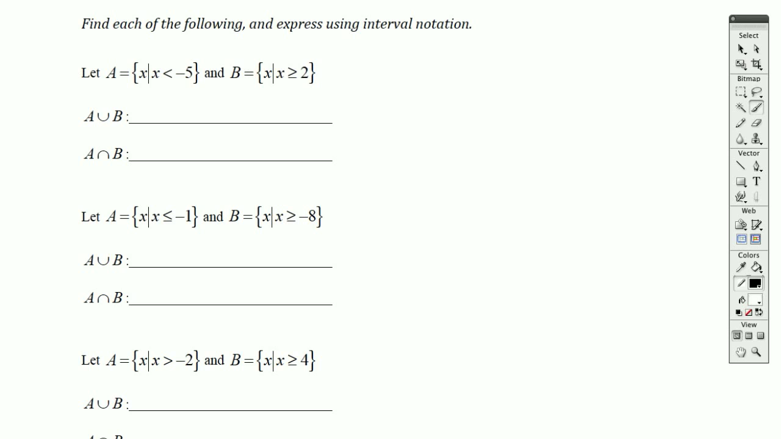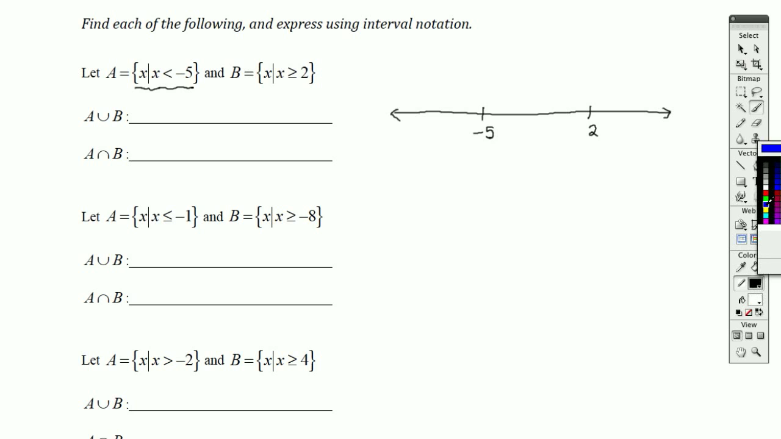Here we have two continuous sets, and by that I mean these are infinite sets, the set of all x such that x is less than -5, for instance. This is an infinite set of values. If I graph both of these on a number line, I have -5 and I have +2.